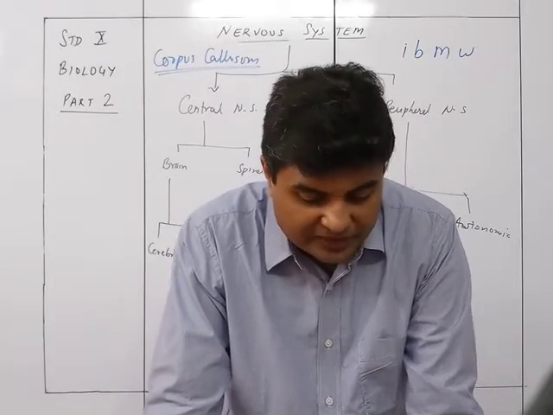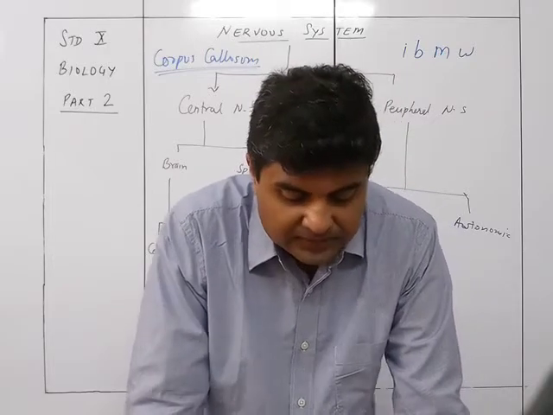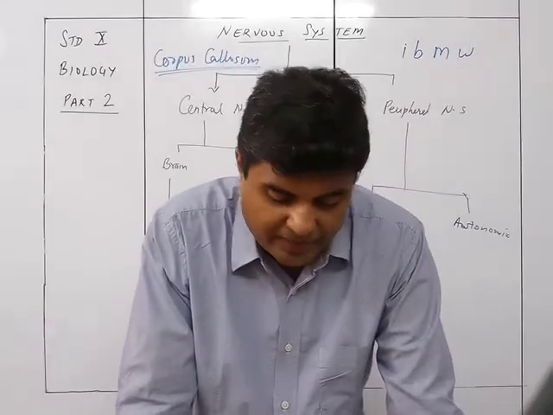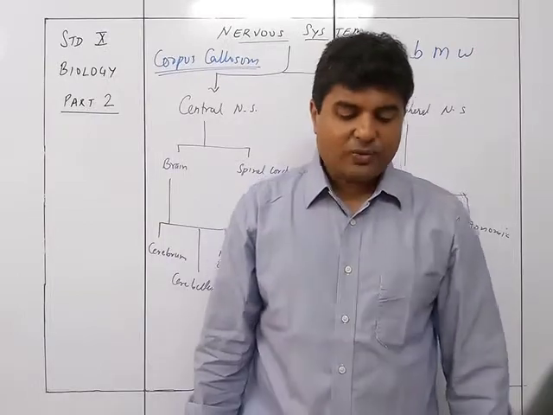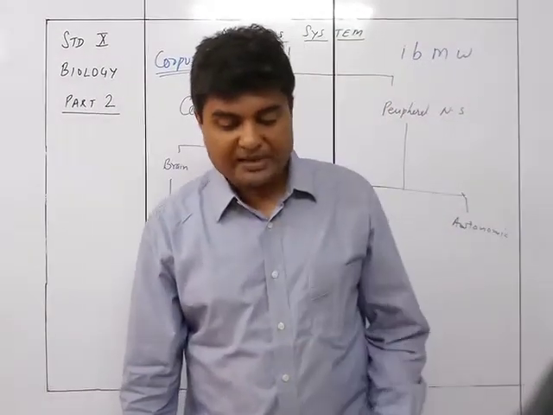It has no convolutions but has numerous furrows. This also has an outer cortex made of grey matter. Centrally, it has white matter, which is in the median section, appearing like a branching tree.